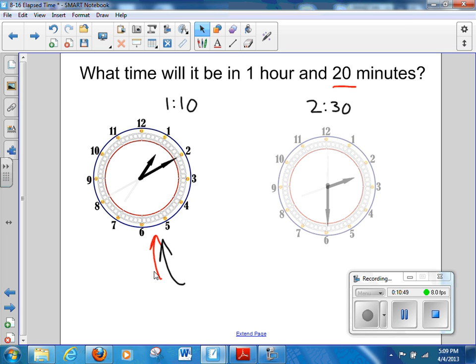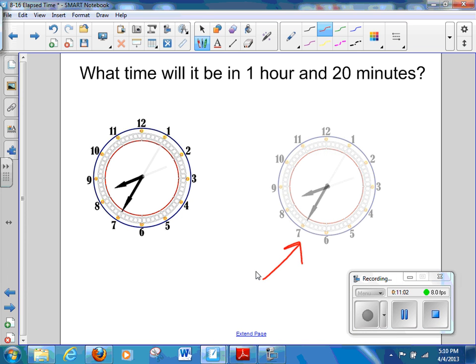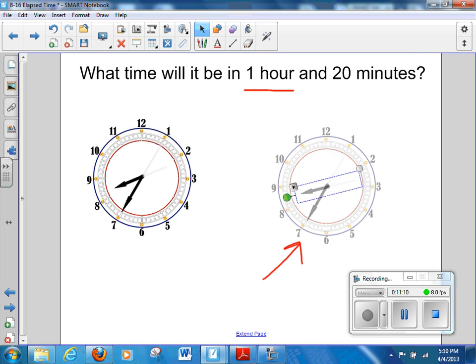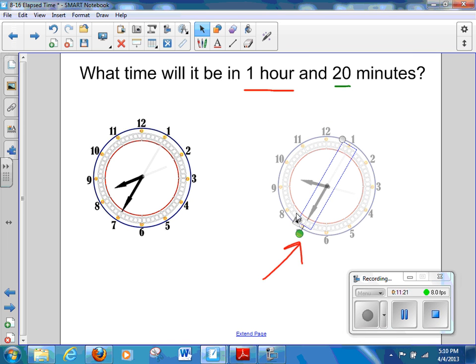Let's do one more. With these clocks, what time will it be in 1 hour and 20 minutes? I'm going to go to my clock on the right and move the hour hand ahead 1 hour. It is just a bit after the 8, so now I have to go a bit after the 9. And then I have to move the minute hand 20 minutes. Let's see, I'm going to move that 20 minutes. Better get the right thing first. And counting by fives, 5, 10, 15, 20. What time will it be?